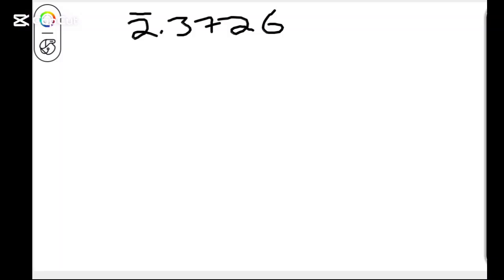Hello everyone, I just posted this question in the last 2 days. So today I will show you how you can solve this antilog. The question says, what is the antilog of this?